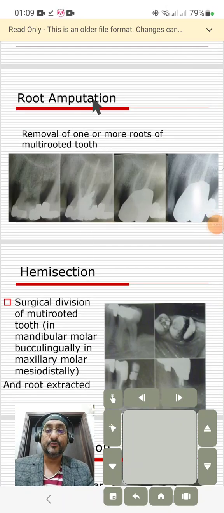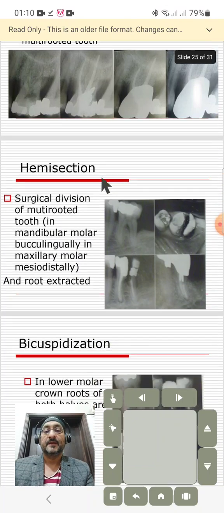The other thing is root amputation. Sometimes you cannot perform a complete apicectomy, for example, in a multi-rooted tooth. You just take out that culprit root. This is called root amputation.